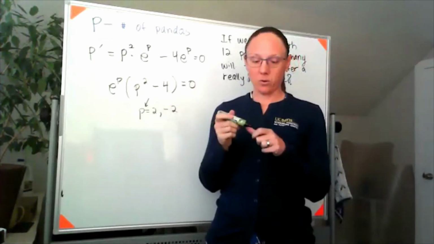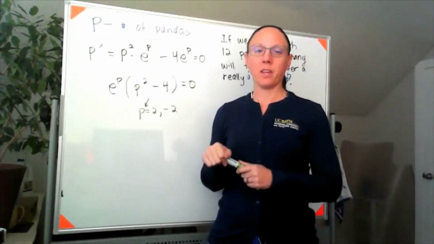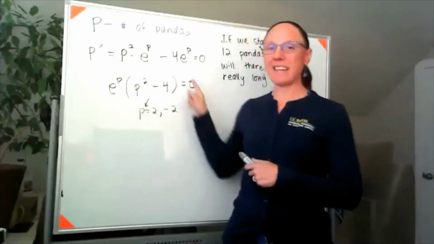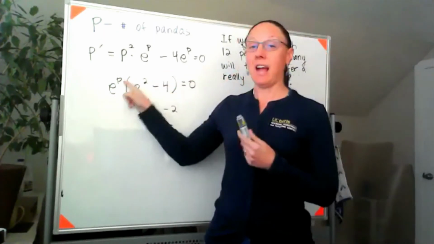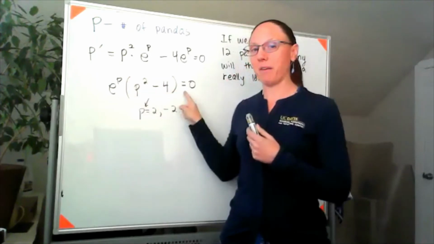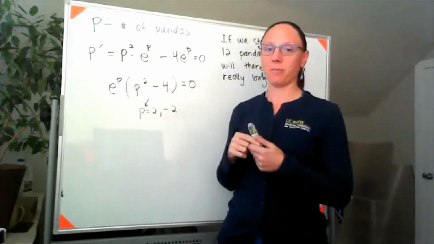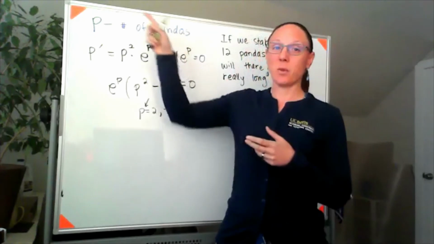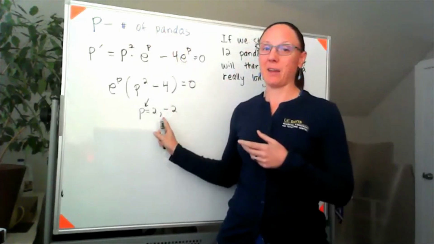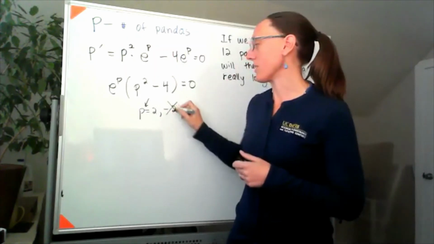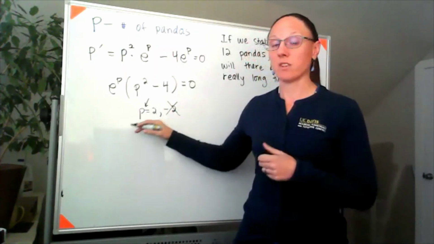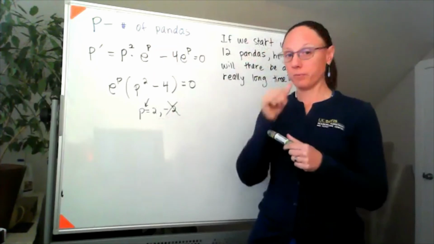Now you might be thinking, well, what about e to the p? Well, e to the p is never equal to 0. Doesn't matter what I put in there. I can approach 0, but I'm never actually equal to 0. This time, since we are talking about pandas, I am going to ignore that negative number. We're not going to have negative numbers of pandas. We're just going to focus on p equals 2.